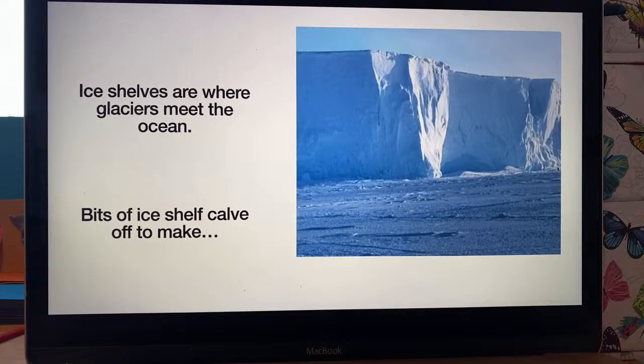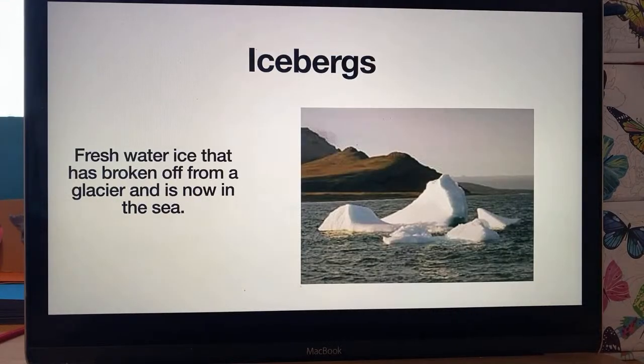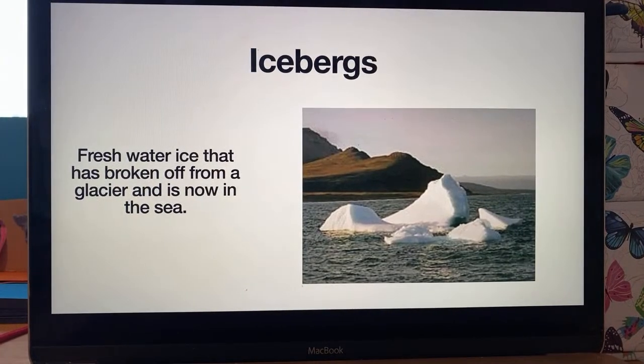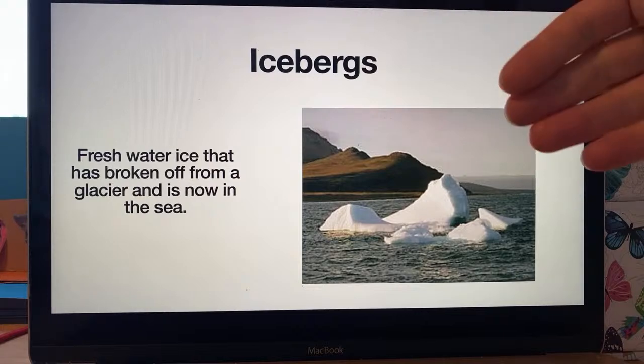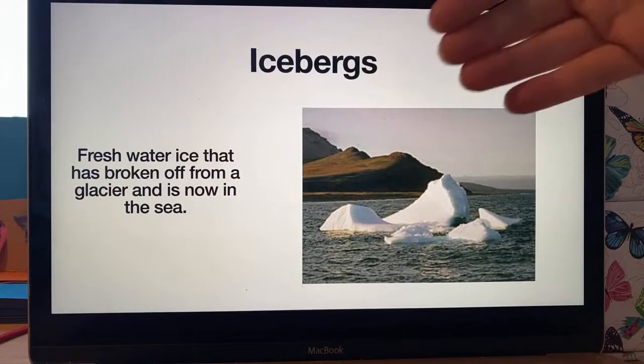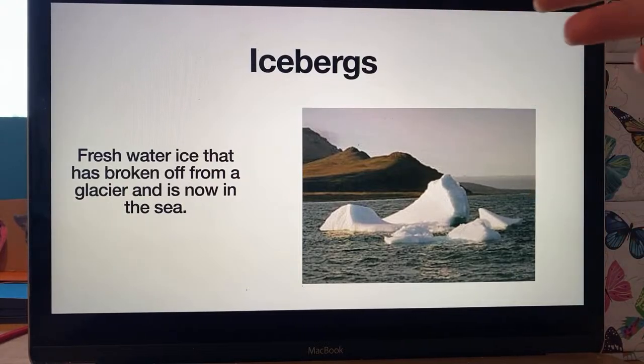This is why we're doing a story show about the Titanic next on YouTube. You get icebergs. So icebergs, they're in the sea, but they're different to sea ice. An iceberg is freshwater ice that has broken off from a glacier and is now in the sea, but used to be on land. Oh, that was a lot, wasn't it?